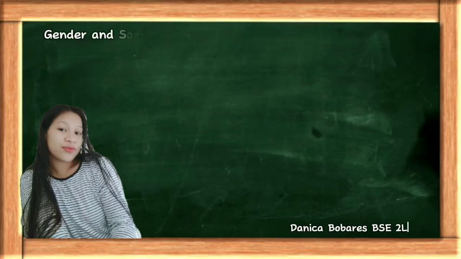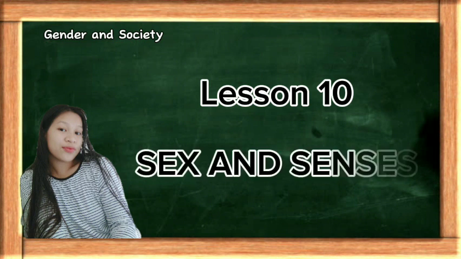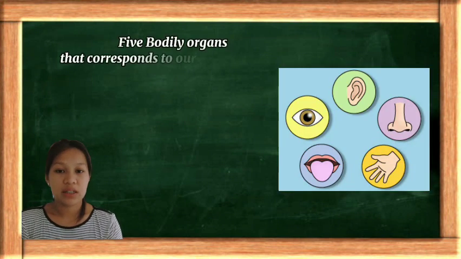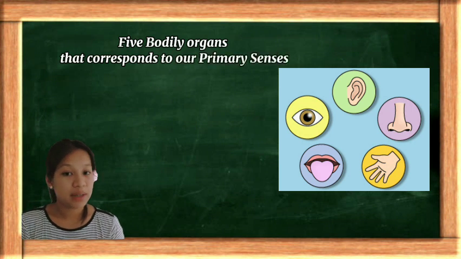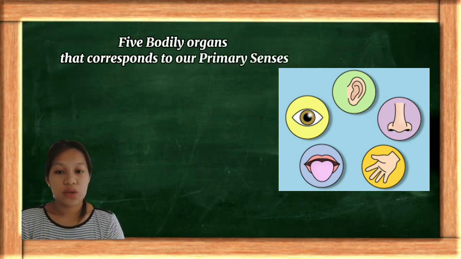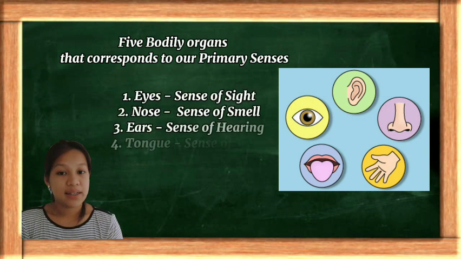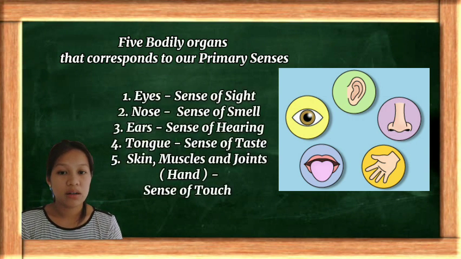Good day everyone. Today we are going to tackle Lesson 10, which is sex and the senses. Before we entered primary school, we were taught by our parents that we have five bodily organs that correspond to our primary senses, which are used to discover, explore, and experience the world around us. These bodily organs are the eyes, nose, tongue, skin, muscles, and joints.